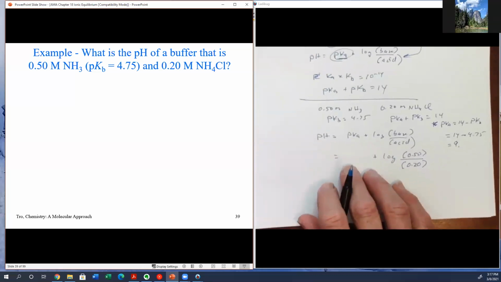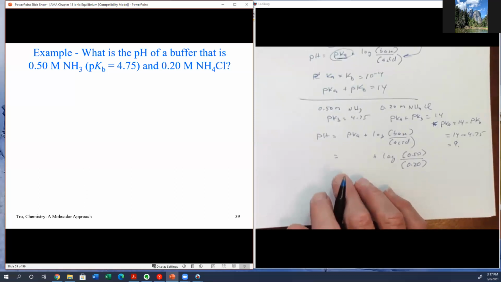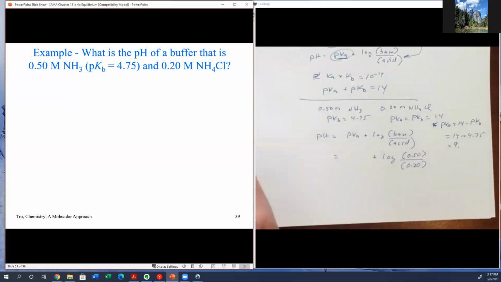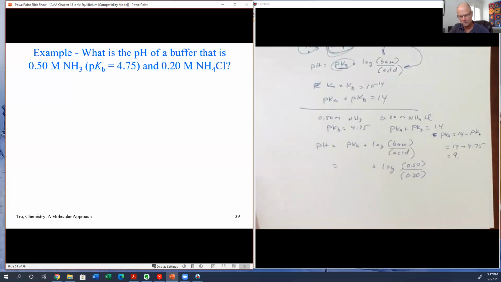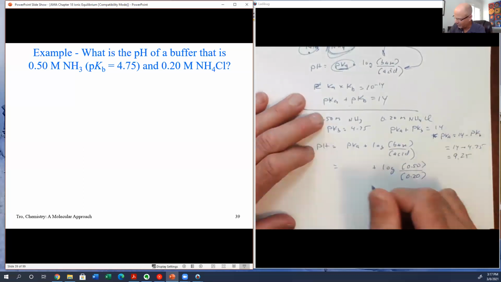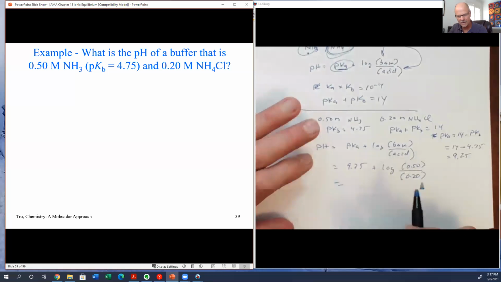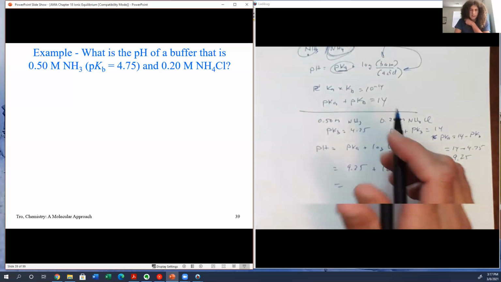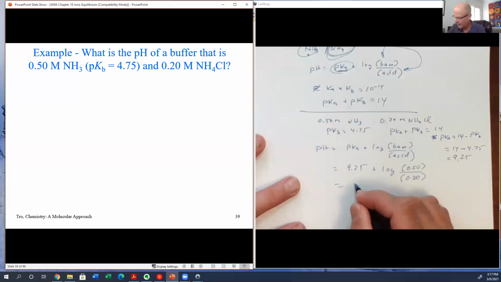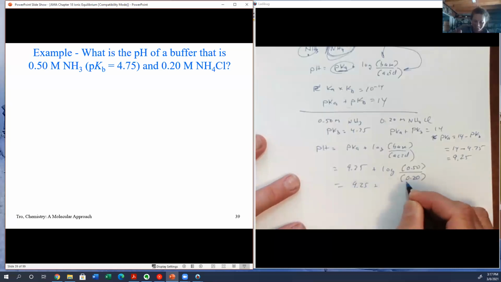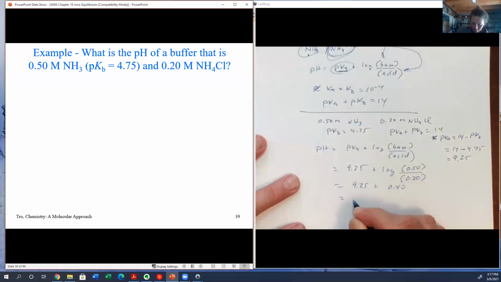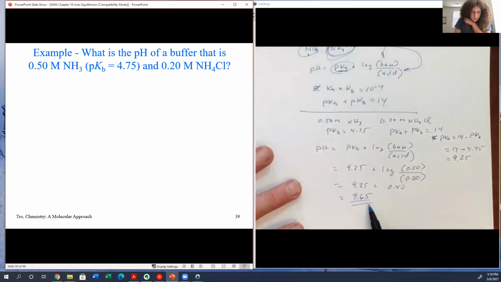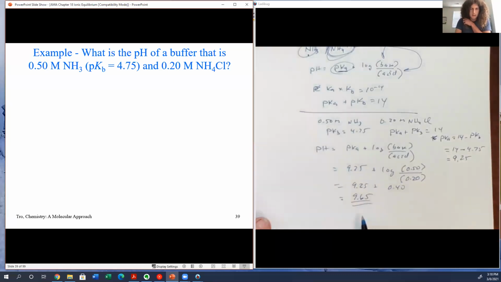I was just trying to find my final answer here. It's 9.25, and I thought I had this worked out, but maybe I don't. Ah, here we go, I have the answer. It's 9.25 plus, what, 0.4? Is that correct? Yeah. The final is 9.647, goes on for a while. Perfect, 9.65, okay?